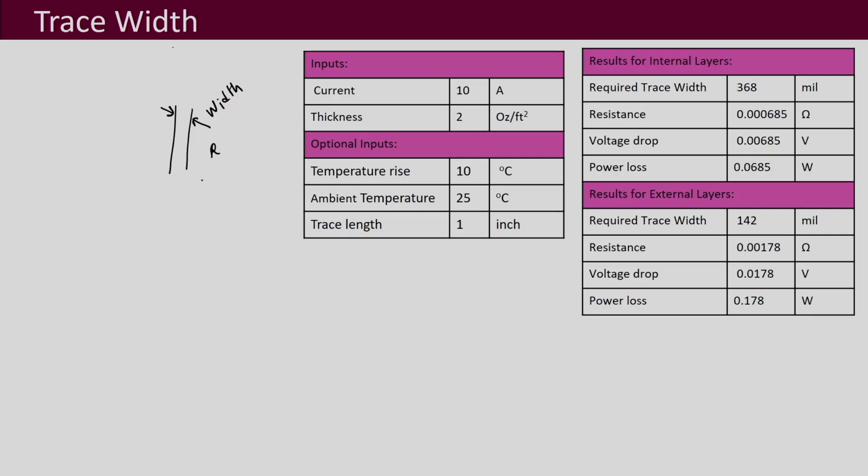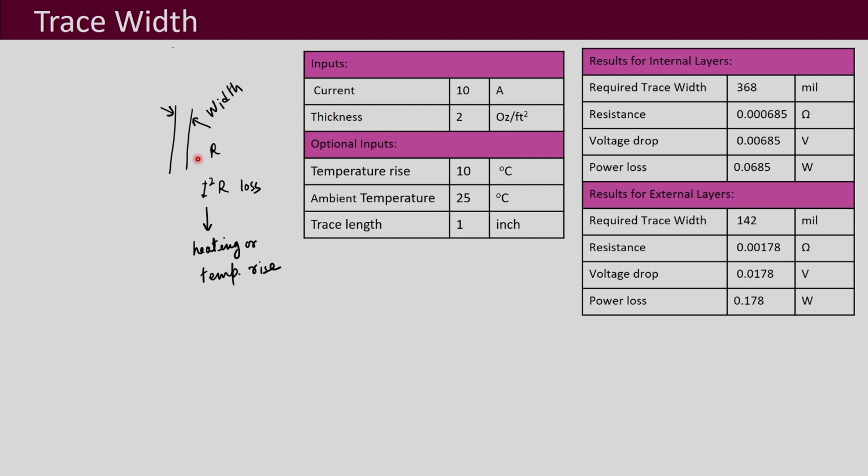So the bigger the trace width is, the lesser is going to be the resistance. And so lesser the resistance, lesser is going to be the I square R loss, and so correspondingly lesser will be the heating or the temperature rise that will be associated with that trace.